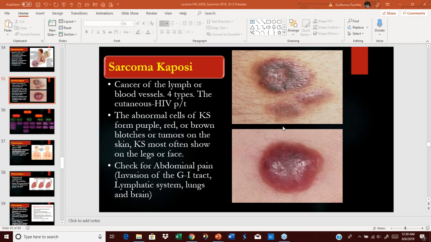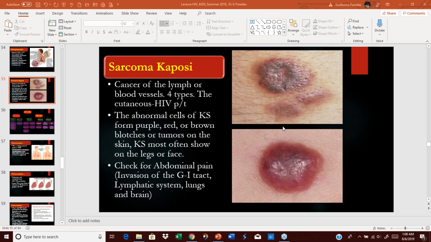If you try to cut that lesion, it's going to bleed. The blood is going to be very dark. It's not reddish, it's very black. And this patient has other problems. Sarcoma Kaposi is a disease of the connective tissue, and it is going to damage internal organs of the body too. So what you need to remember is that when you see these lesions, you need to look for abdominal pain. That means that most likely the sarcoma Kaposi is invading internal organs.